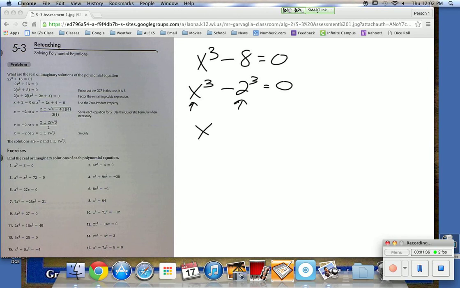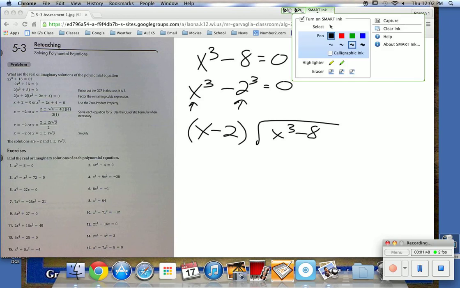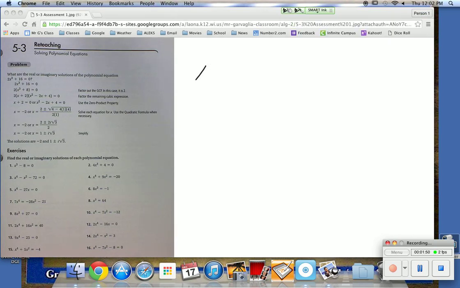Right? So this is what we're going to do. We're going to divide x minus 2 into x cubed minus 8. That's how we figured it out. So let's go ahead and do that. We're going to take x minus 2, divide into x cubed minus 8. Just like we did on long division now.